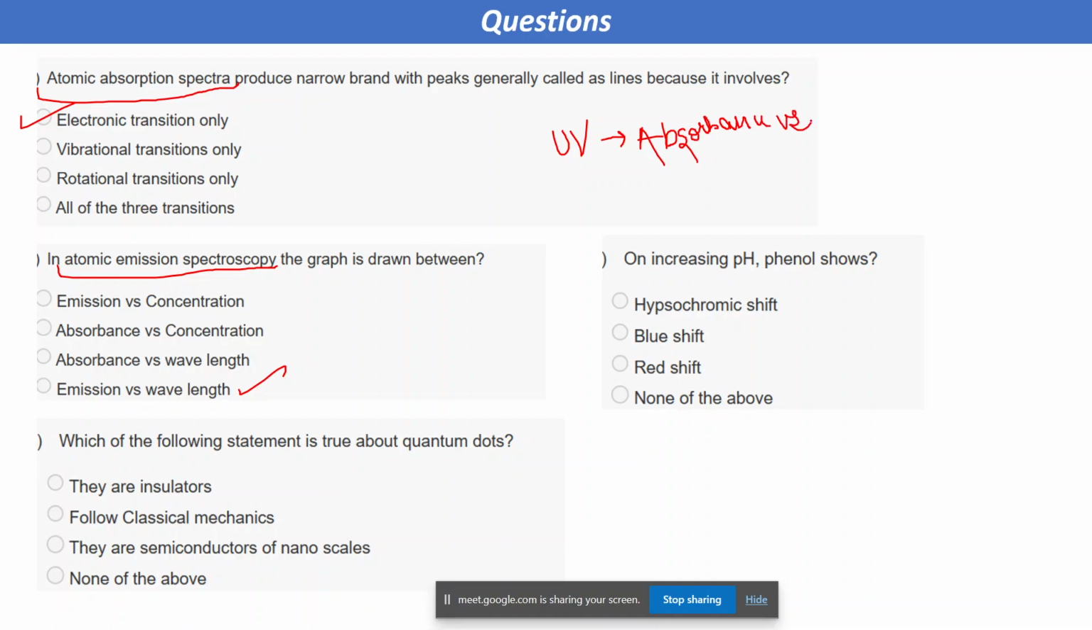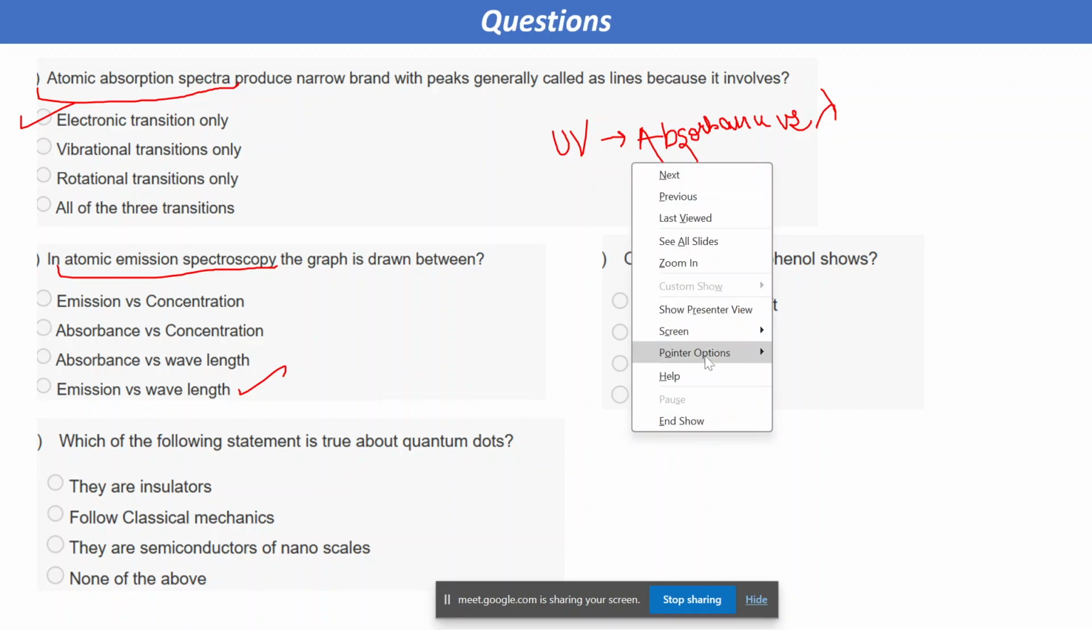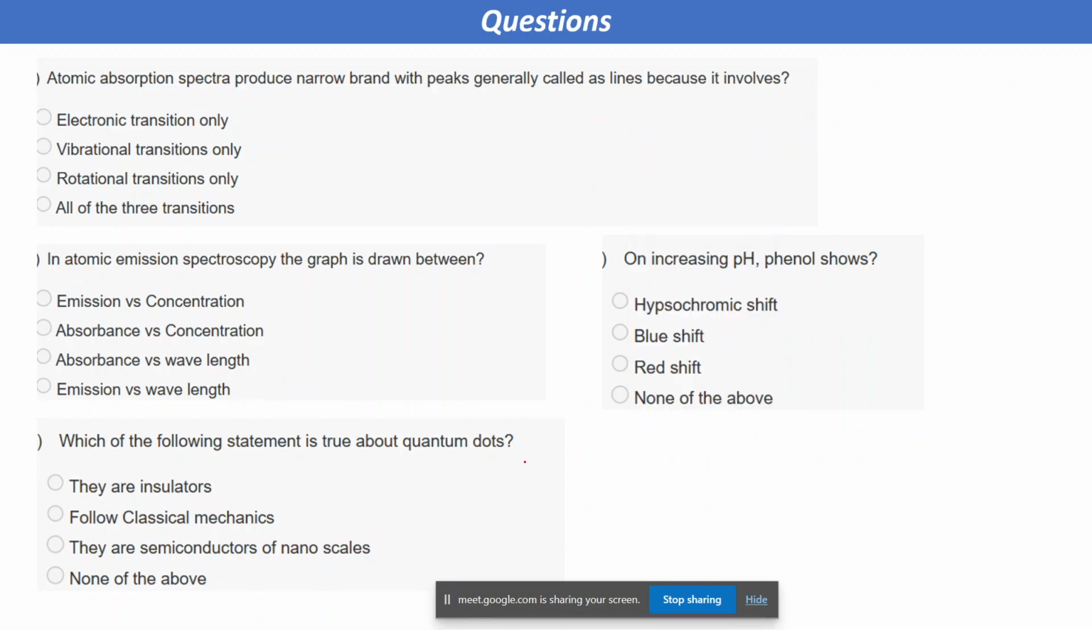Absorbance versus wavelength. Now, which of the following is true about quantum dots? They are insulators, they are semiconductors of nanoscales, they follow classical mechanics, or none of the above. None of the above is wrong. Quantum dots are in nanoscales. So these are basically semiconductors of the nanoscales.